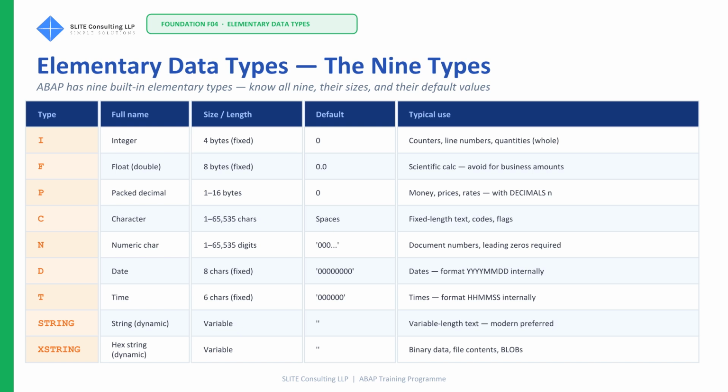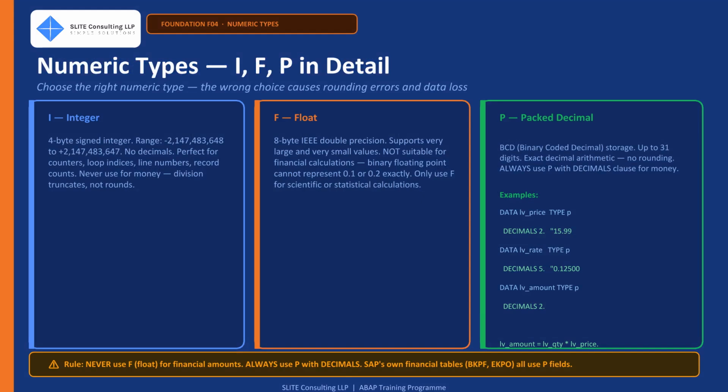Choosing the right type for each field is the single most important decision when declaring variables. The wrong choice is the root cause of the most common ABAP defects, from truncated invoice amounts to lost leading zeros on document numbers. Numeric types. I is integer, a 4-byte signed whole number. Use it for counters, loop indices, record counts, line numbers. Perfect for anything that must be a whole number.